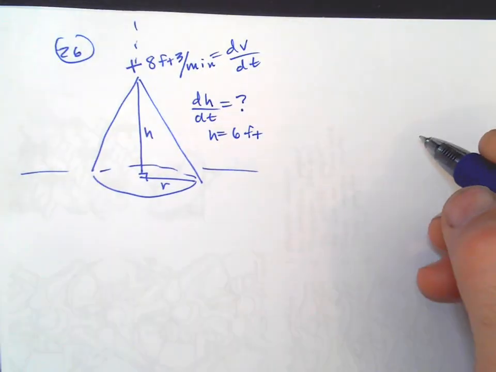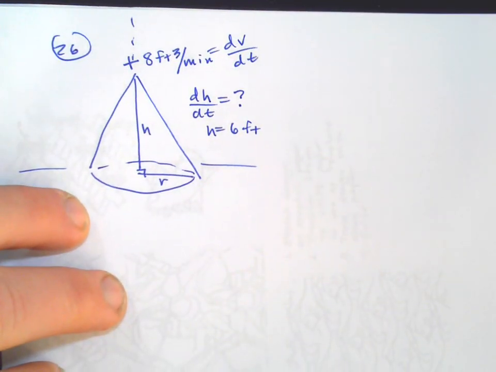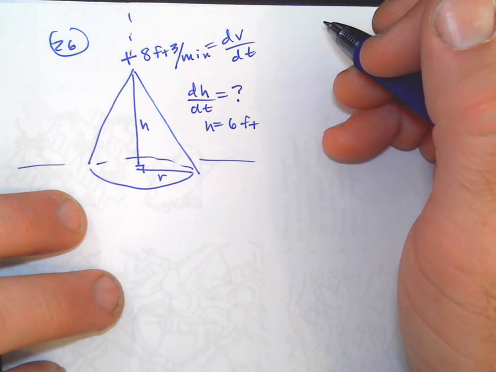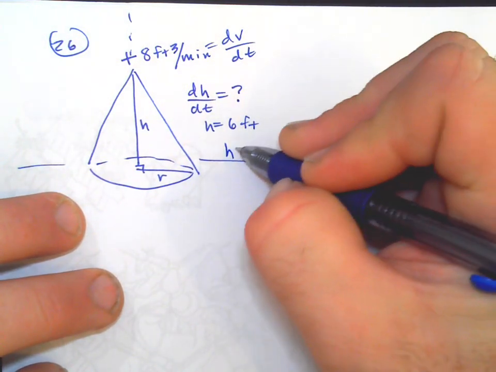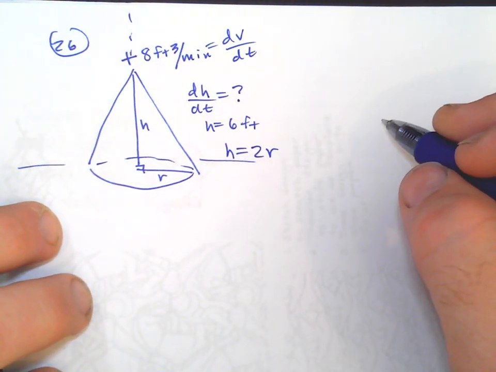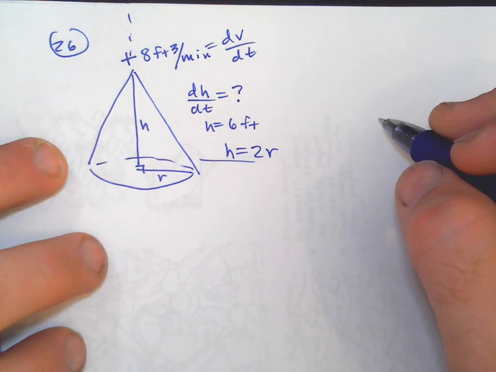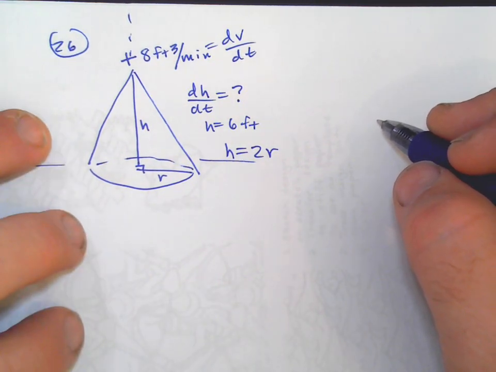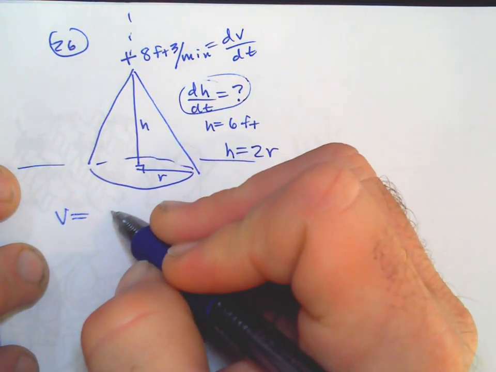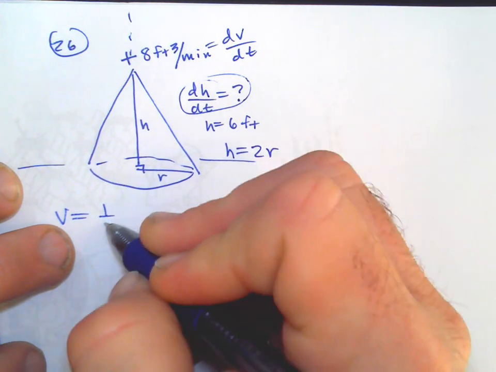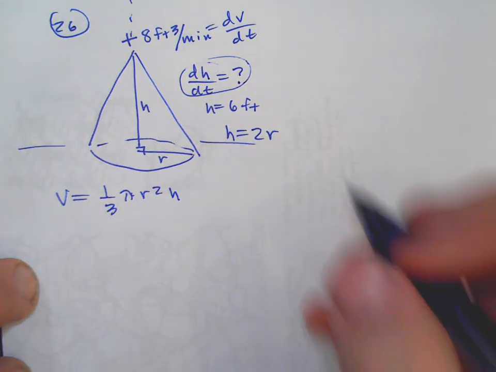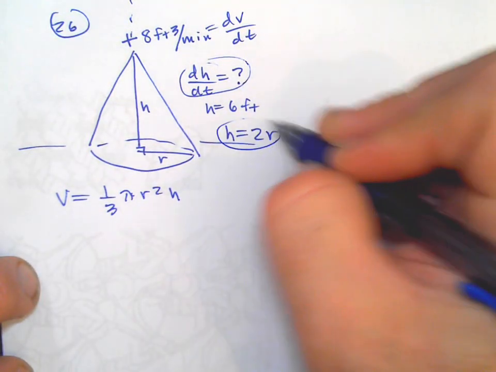Now this one's a little different than the similar triangles idea. In fact, they kind of give you what you need. They told you that the altitude is always twice the radius, so you should write that down. This is just all the information from the problem. I haven't tried to do anything yet, just draw a picture and label it. So we're looking for dh/dt. We need a volume formula for a cone, which is 1/3 pi r squared h. And then usually you will want to get it in one variable, and we do similar triangles, but this time we have this to help us.